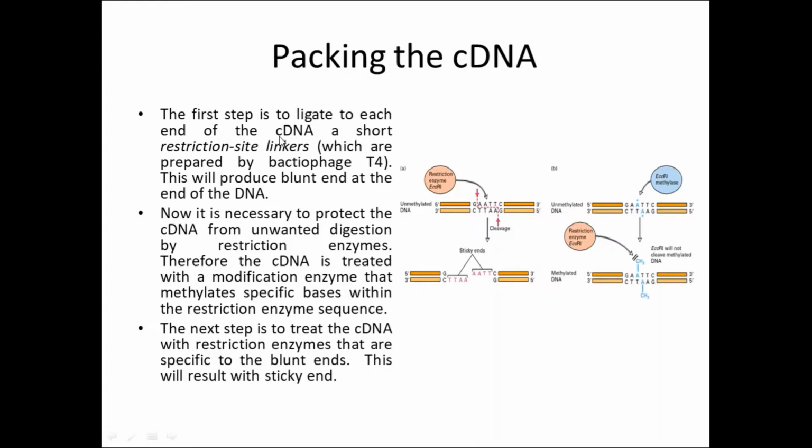Suppose the produced cDNA is blunt. We add the linker, then treat the linker with the enzyme to produce the sticky ends. Now the sticky ends are complementary to the vector's, producing a recombinant molecule.